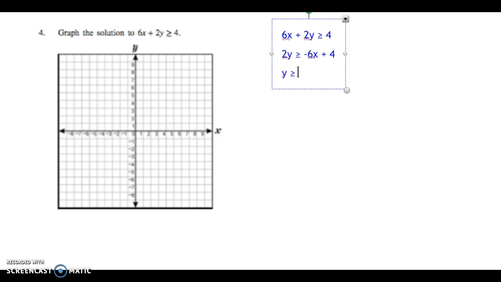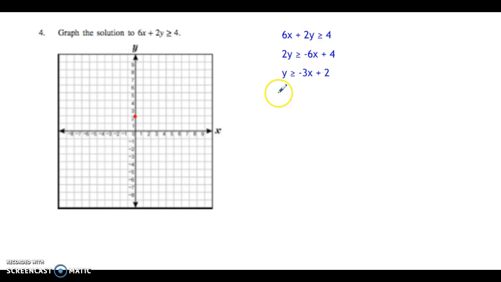If I divide negative 6 by 2, I get negative 3. And when I divide 4 by 2, I get 2. So here's my inequality: y is greater than or equal to negative 3x plus 2. The first thing I'm going to do is plot my y-intercept. That's 2 on this fuzzy graph.